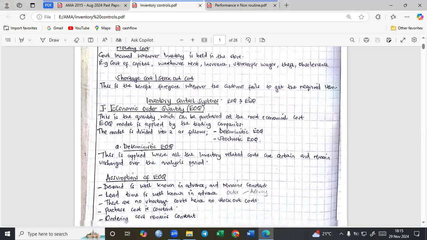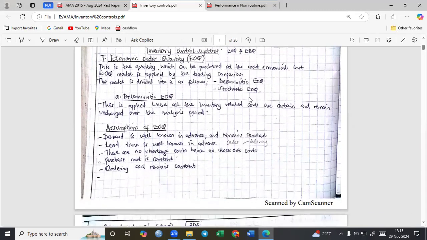In inventory control systems, we have two: economic order quantity and economic batch quantity. So these are some of the things we did in intermediate level.